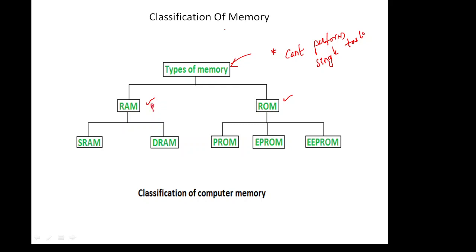ROM means read only memory, and RAM means random access memory. These are the two classifications. The first classification is RAM and the second classification is ROM. Read only memory and random access memory. Random access memory can also be called a read write memory.